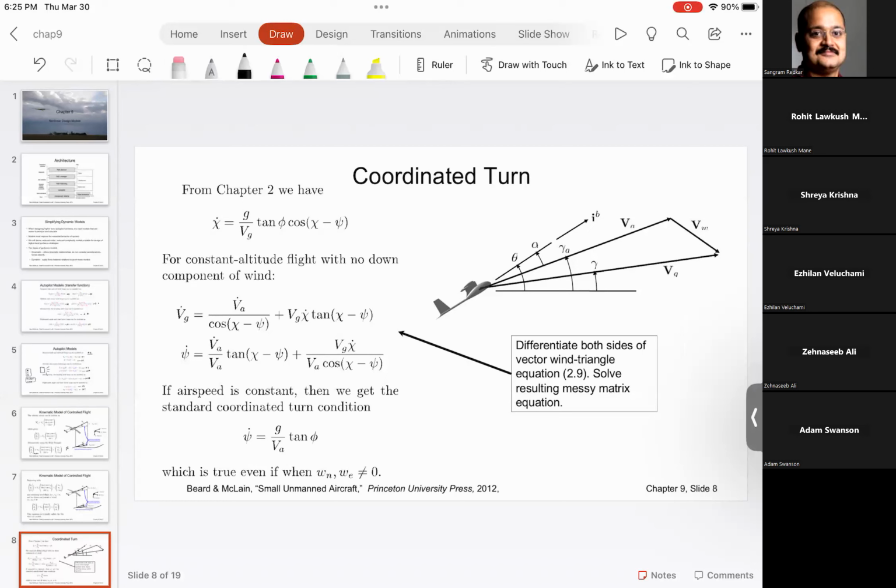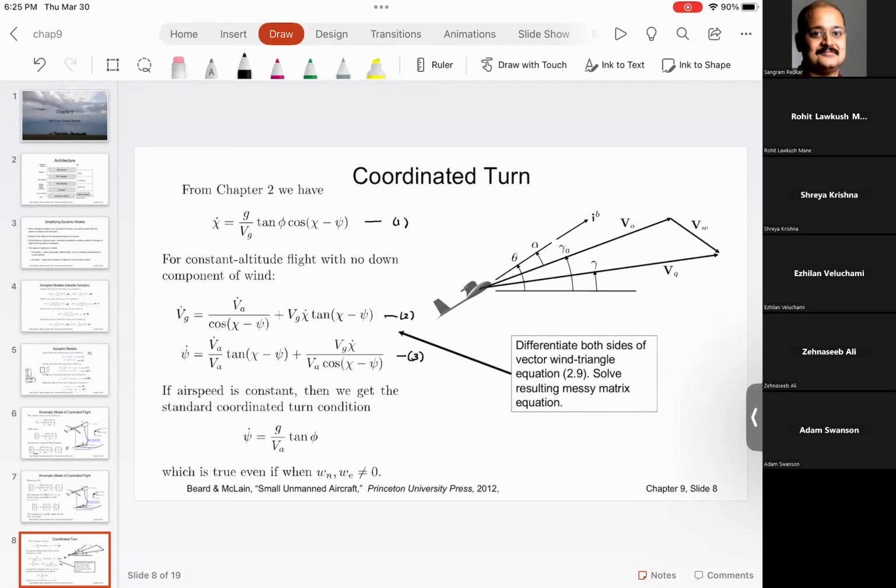And probably if you were to see any aircraft turning, you would notice one side wing going up, the other side wing going down. That is called the coordinated turn maneuver. And then the equation for that starts with chi dot is equal to g over V_G, the equation that is shown here, first equation. Then if you neglect the down component of wind, you get equation number 2. This also we studied, and that equation basically leads to the equation in heading rate, which is yaw rate.